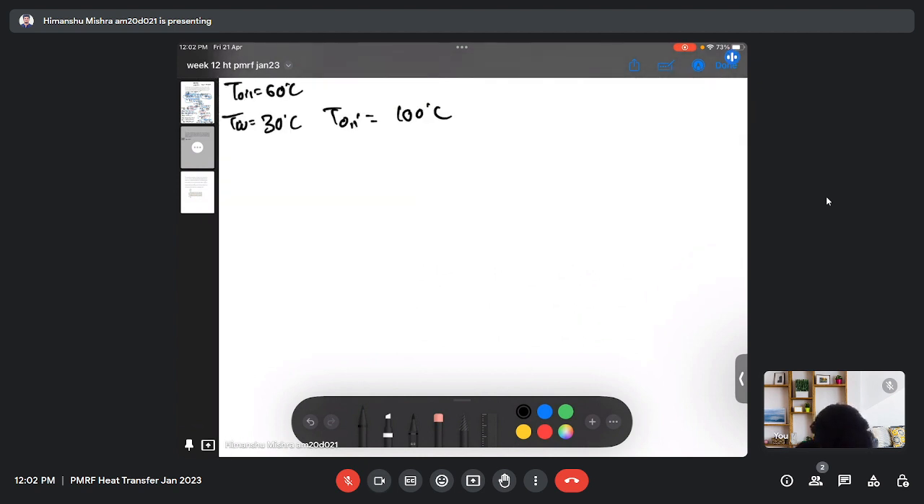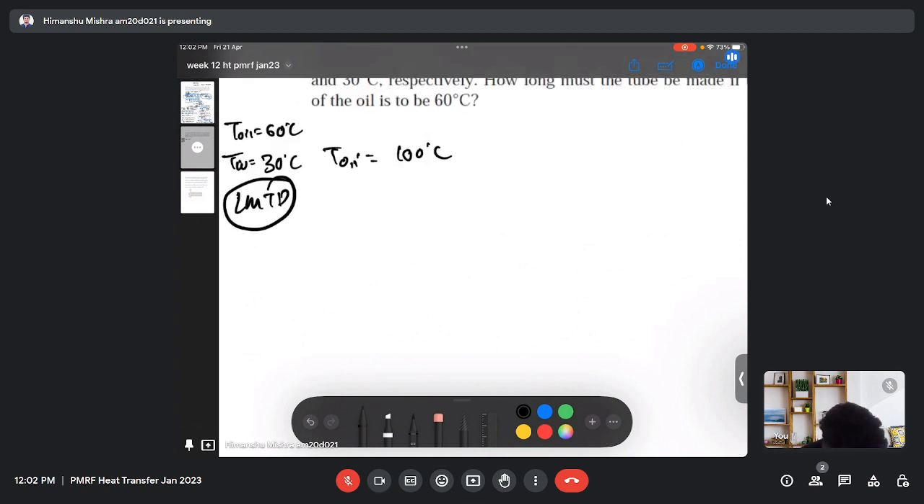So in this question, let me use the LMTD approach because we have already solved a couple of problems using NTU. So let's find the outlet cool temperature, or outlet water temperature. We have not been given the outlet water temperature here. So in order to find the temperature, we need to find the heat transfer.